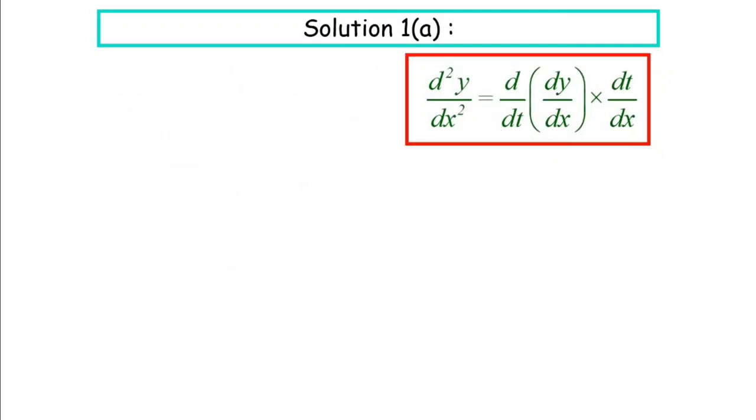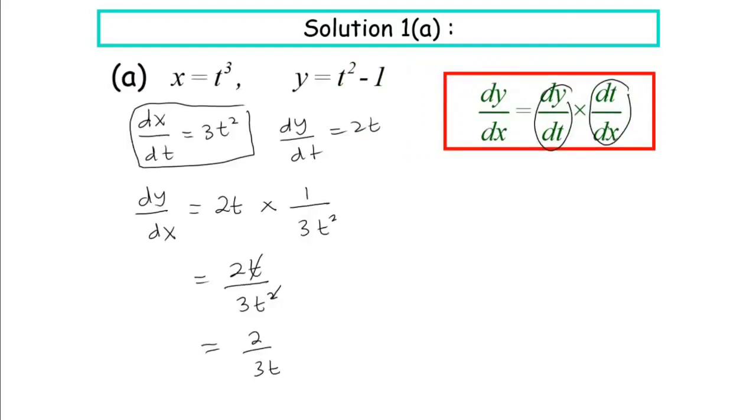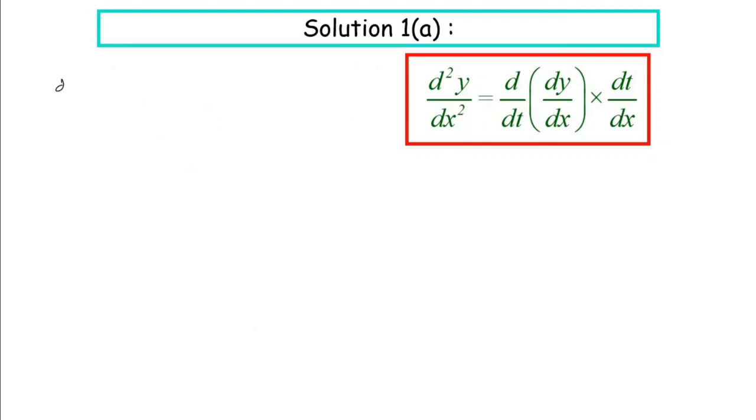And now let's find d squared y/dx squared. Our dy/dx just now is 2 over 3t. To find d squared y/dx squared, we have to differentiate our dy/dx first with respect to t, and multiply with our dt/dx. To make it easier to differentiate, I am going to convert this expression to become 2 over 3 times t to the power of negative 1.